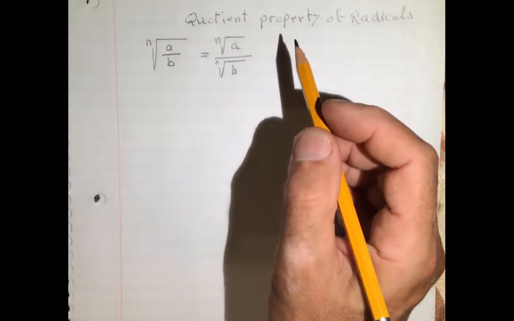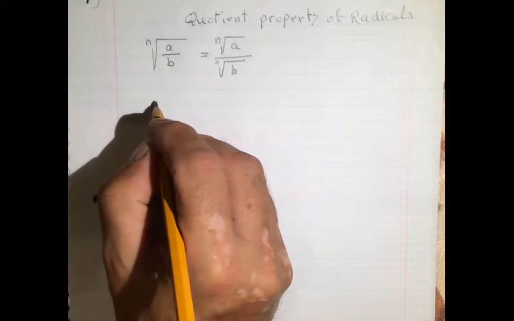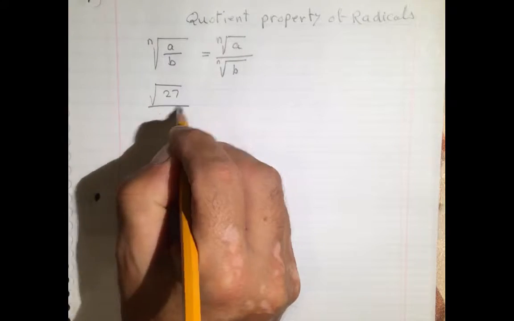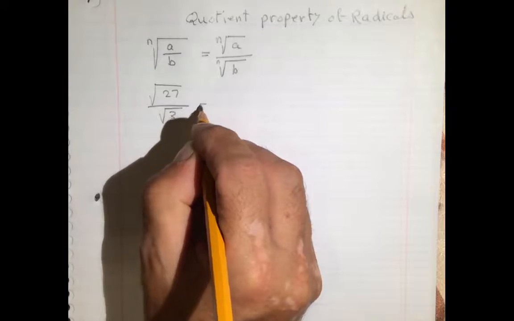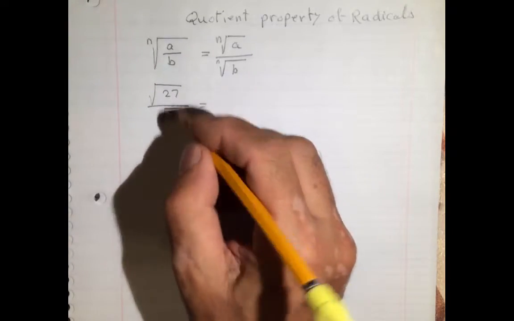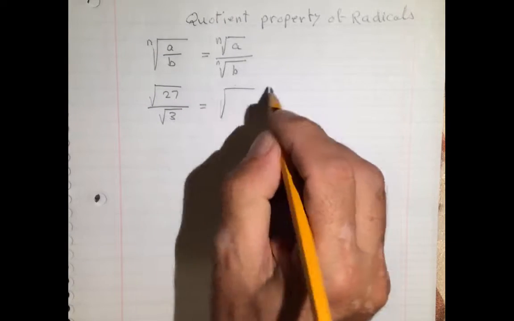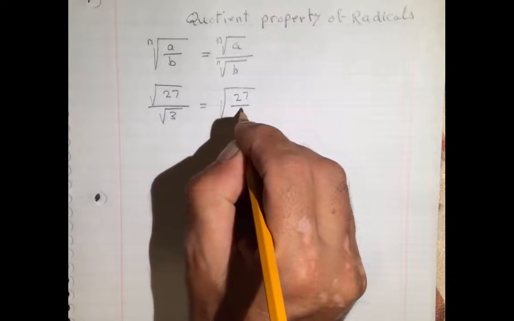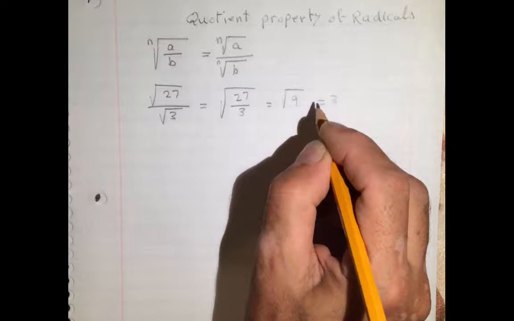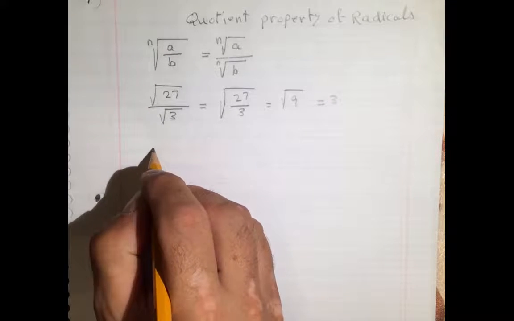Here's an example. If you have the square root of 27 and you want to divide it by the square root of 3, that's going to be the same as, because I see that 27 is divisible by 3, if I combine them, we can divide the 27 by 3. So it's going to be the square root of 27 divided by 3, or the square root of 9, which is 3.